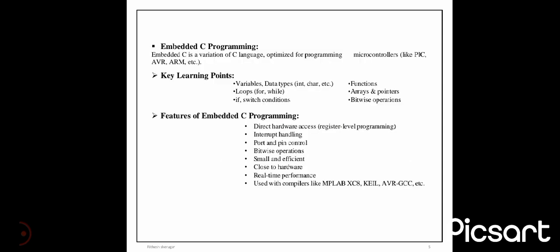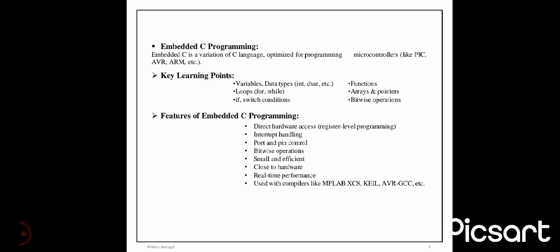Next, come to the embedded C program. Embedded C is a variation of C language optimized for programming microcontrollers like PIC, AVR, ARM, 8051, like that. Many of the microcontrollers are there. All are using embedded C programs only. In this internship, we have learned many points in embedded C programs like variables, loops, if and switch conditions, functions, arrays and pointers, bitwise operation, etc. We have used these functions for our task in the program wherever it is necessary.